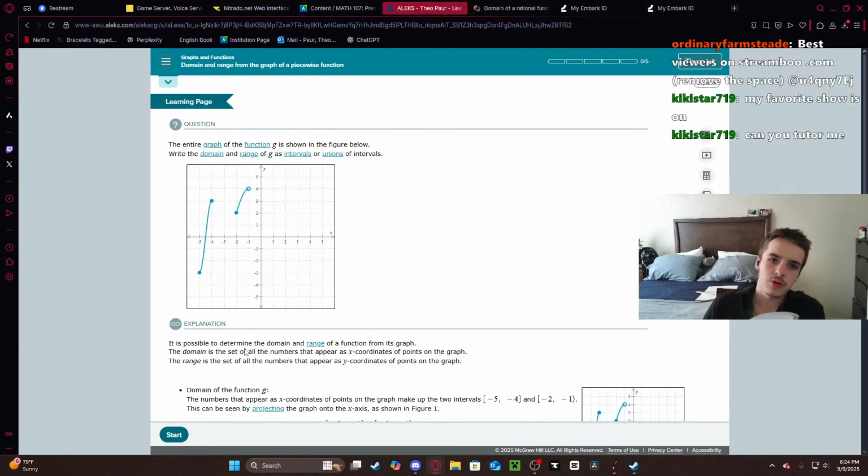Domain and range from the graph of a piecewise function. Domain and range from the graph of a piecewise function takes us to 72.